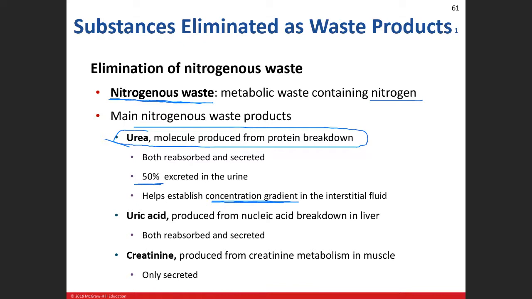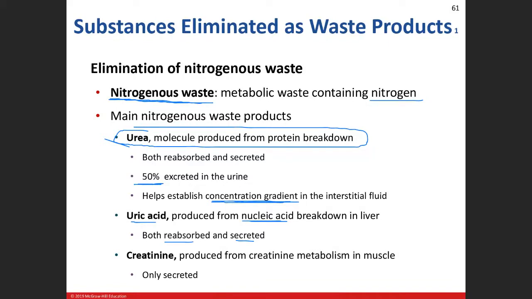About 50% of the body's amount of urea will be gotten rid of in the urine. A very small amount is gotten rid of through sweating. Uric acid is what happens when we break down our nucleic acids. Nucleic acids are found in our RNA and DNA, for example. So we'll also see resorption and secretion.